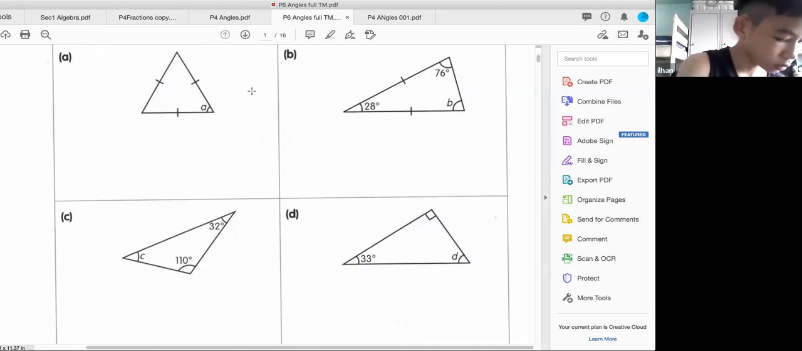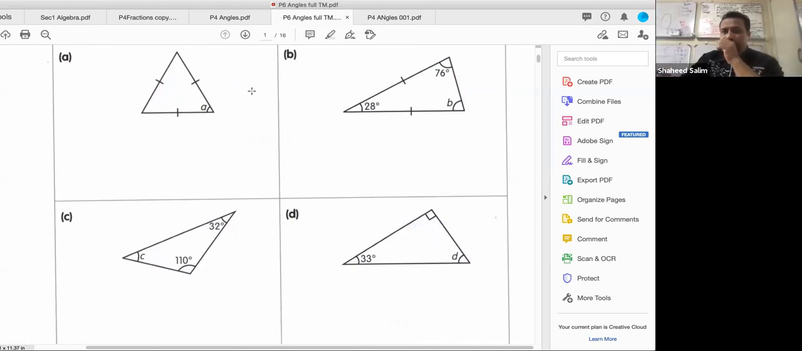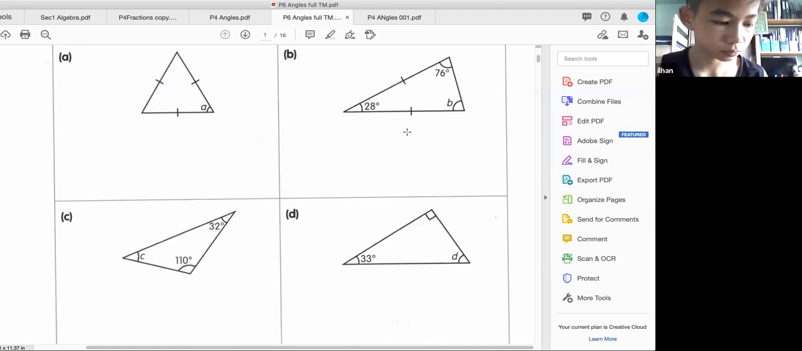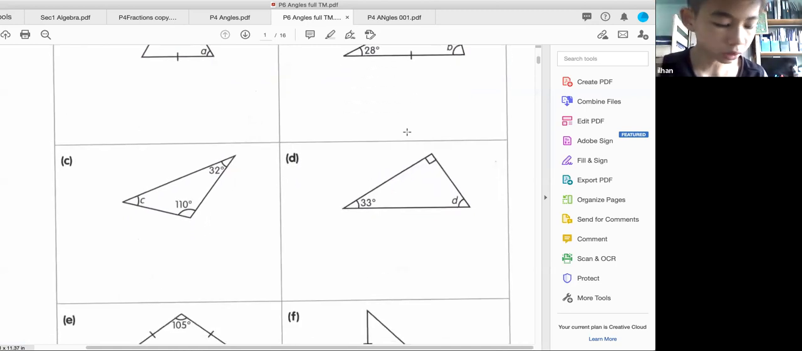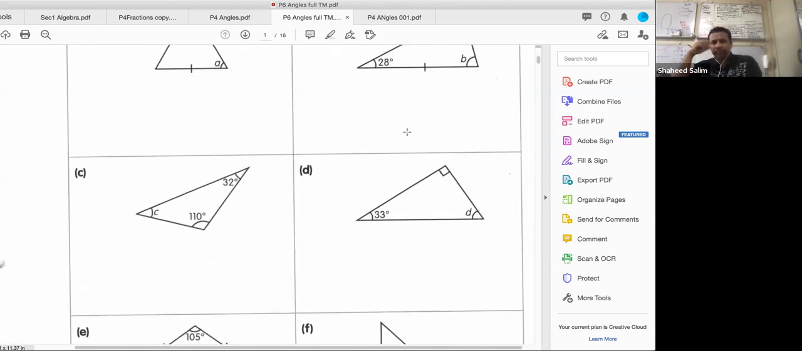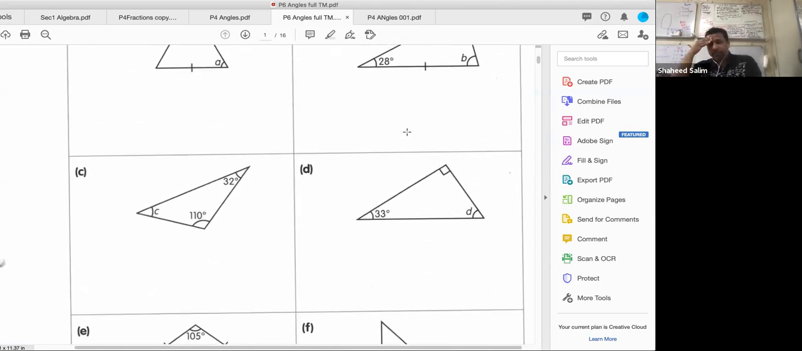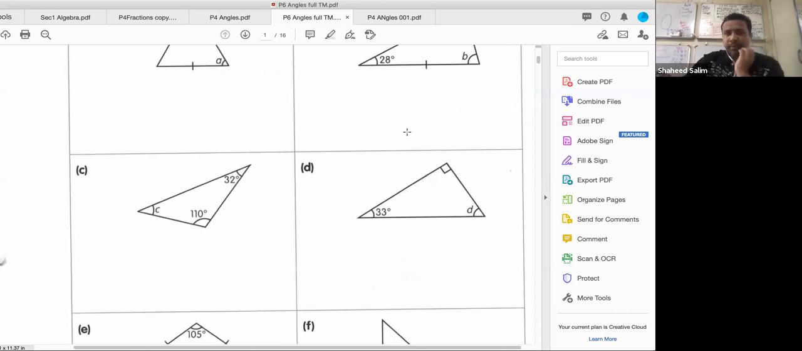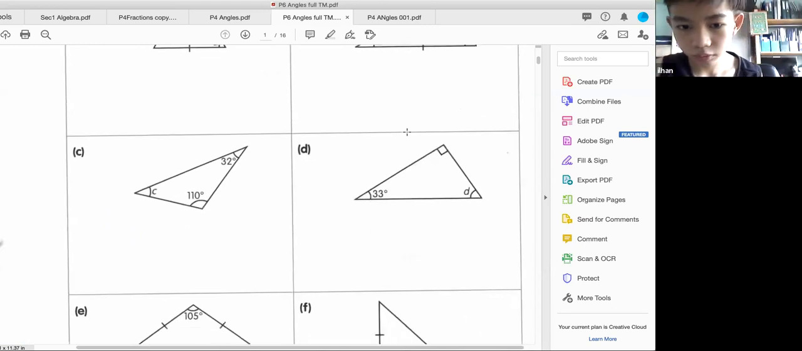You need to calculate this one. B, you look at this one now. Isosceles triangle. Which two angles are the same? So B is equals to 76. C, 38. D, 57. Correct, right? 57. Congratulations.